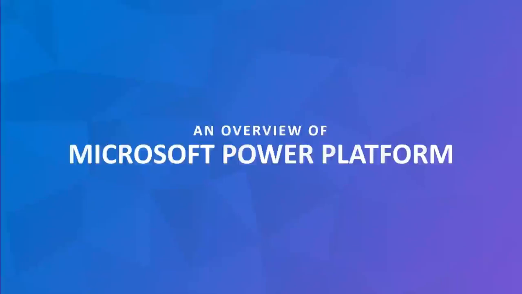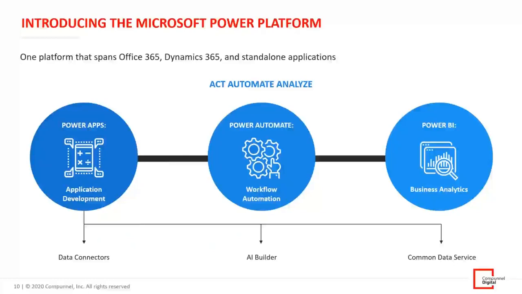I will be talking about an overview of Microsoft Power Platform here. Now, when you talk about low code no code, the Microsoft platform is called Power Platform. The Power Platform is basically divided into three different parts. If you see, there are three different circles we are talking about here.